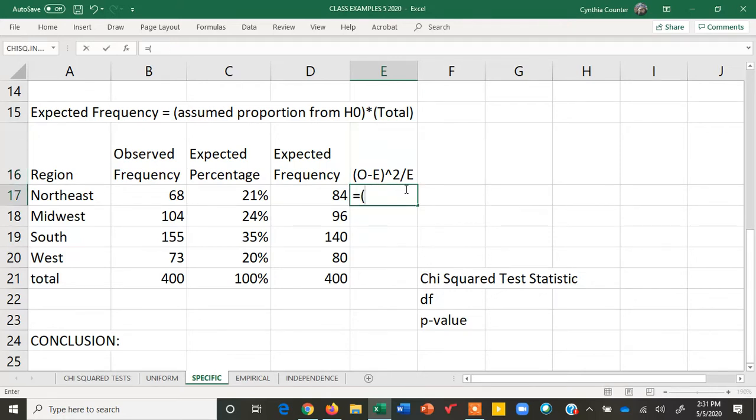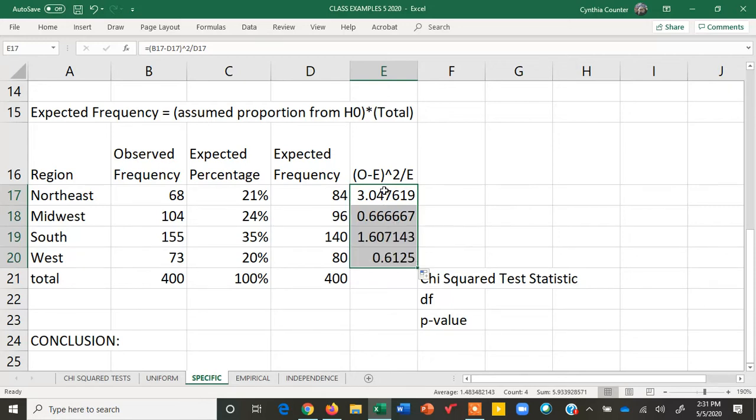So equals, open parenthesis, my first observed in B17 minus my first expected in D17, close the parenthesis, square it, and then divide it by the expected frequency. So here's our formula. Enter. I will copy it down.